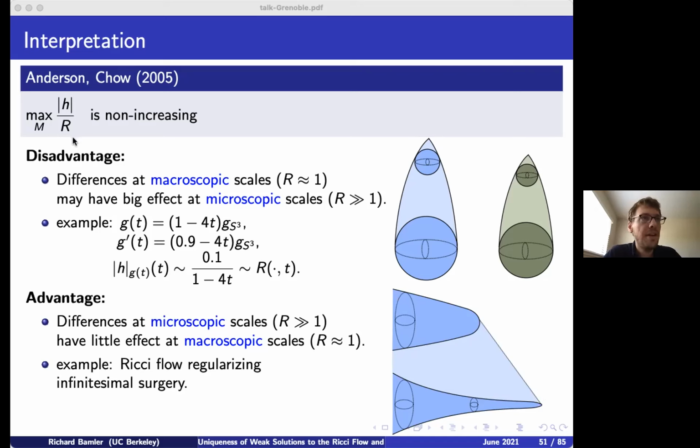Then this quotient has to be very small. And now the result of Anderson and Chow is that the maximum of this quotient has to be non-increasing. So that means at a later time, this quotient has to remain very small. But now the scalar curvature is approximately 1. And so this will imply that H is very small. So this is exactly the direction that we need for showing uniqueness here.